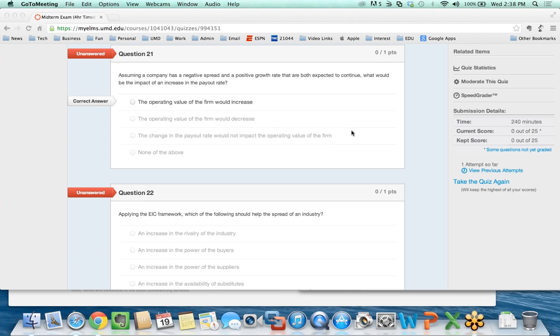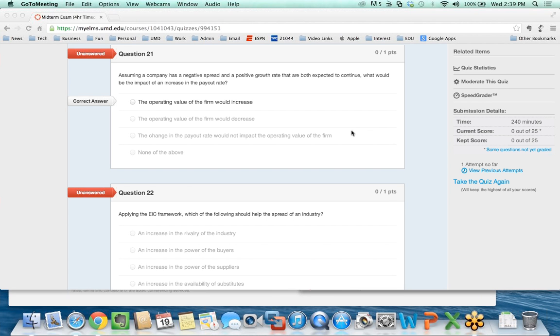So I'm going to start with question 21. Assuming a company has a negative spread and a positive growth rate that are both expected to continue, what would be the impact of an increase in the payout rate? This is really a question about the key value drivers equation. One of the things that we know is there's a relationship between the payout rate and the investment rate in the firm. 1 minus the payout rate equals the investment rate, which means that if we increase the payout rate, we would decrease the investment rate of the firm.